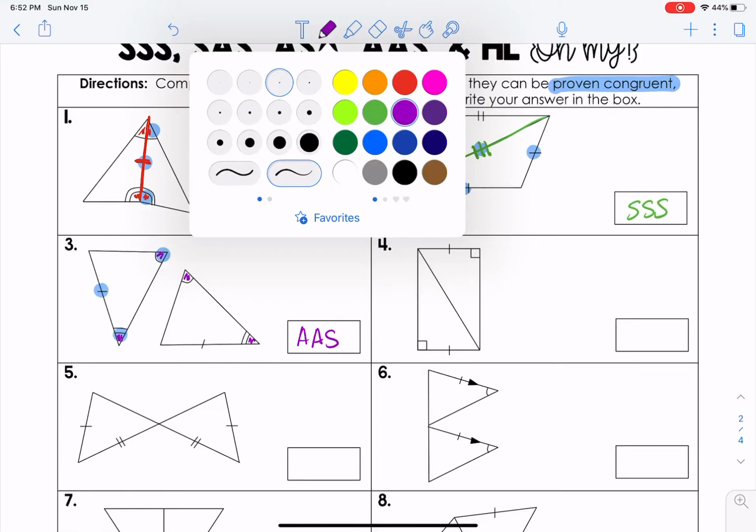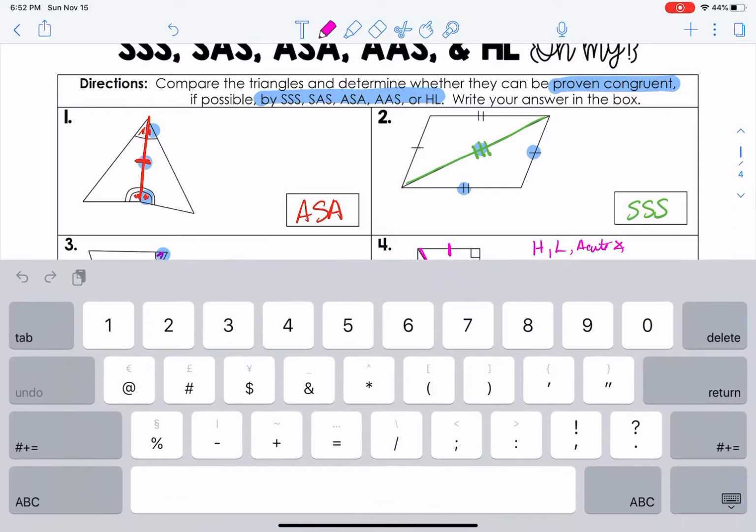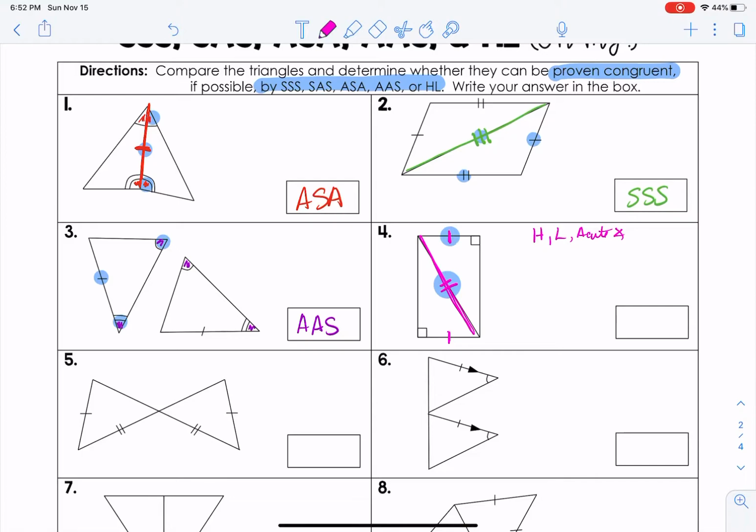Now, number 4 has a right angle. So that's going to automatically be putting me in looking for hypotenuse leg or acute angle. There are no other angles identified, but I do have a leg, and the hypotenuse is the same side or shared by both triangles. That means that I have a hypotenuse and a leg, which makes this hypotenuse leg congruent.